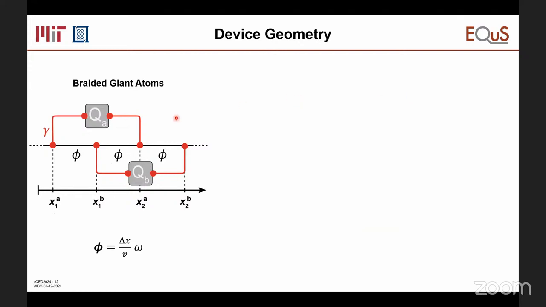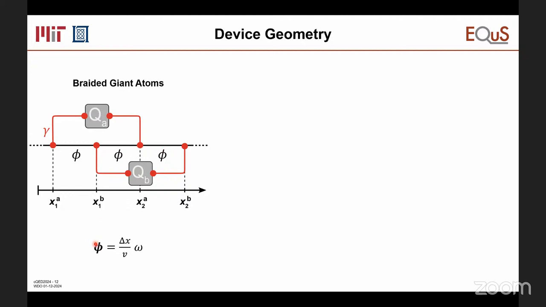Okay, so the first thing we wanted to try and look at is how do we prevent these qubits from emitting to this 50 ohm environment of the waveguide? And so what we did is we took two qubits, qubits A and B, and we capacitively coupled them to the waveguide at these discrete points. And we separated those points by a phase phi.